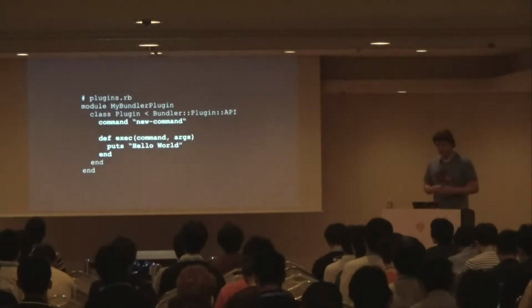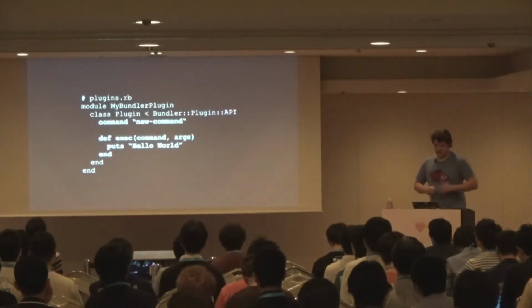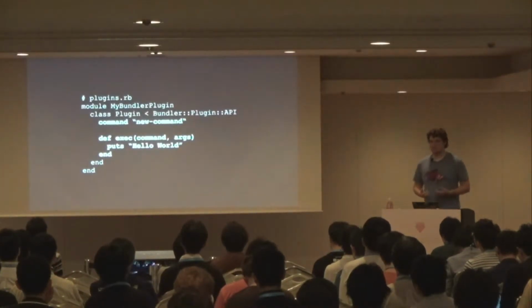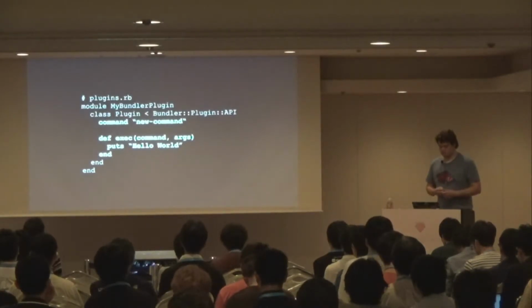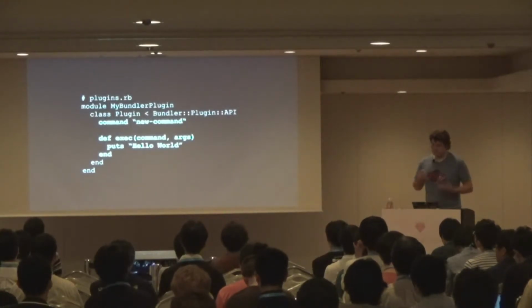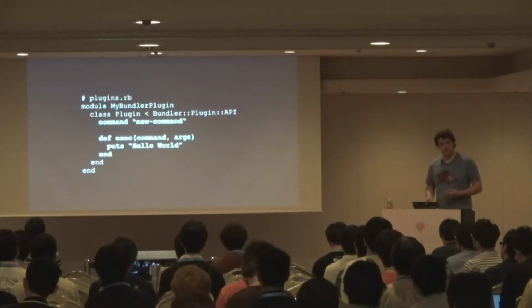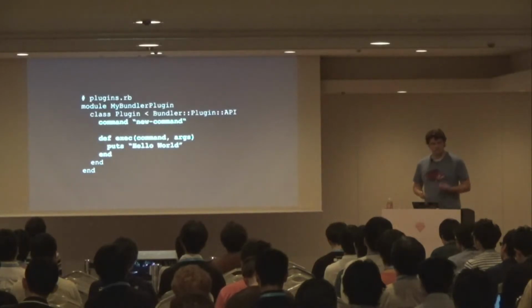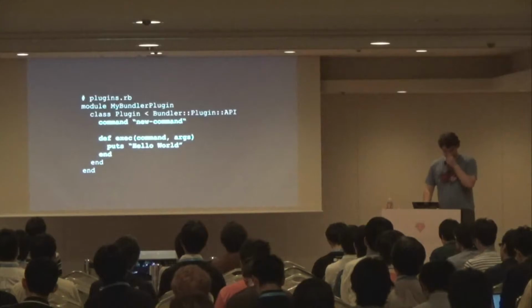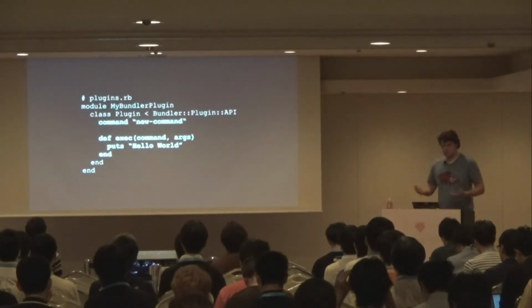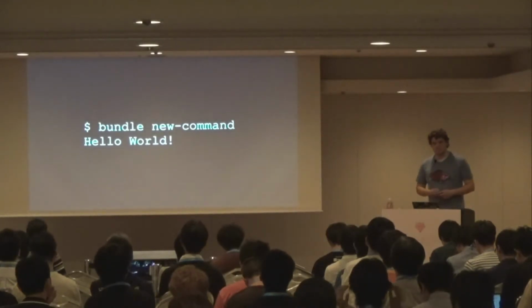Here's a quick example of a command plugin. A plugin is just like a regular gem, except that it has a special file called a plugins.rb file. This is where you define the Bundler command that you want to add. In this example, we've created a new class which inherits from the Bundler plugin API, declares a new command and implements the command action with the exec method. In this example, we're just printing hello world. And then you can run the command from Bundler like so.